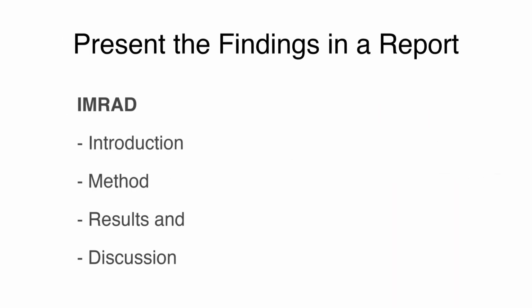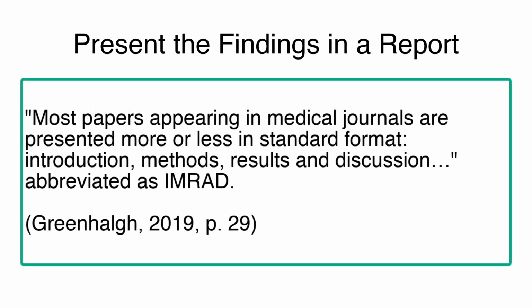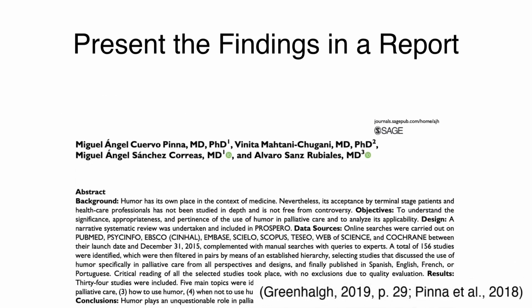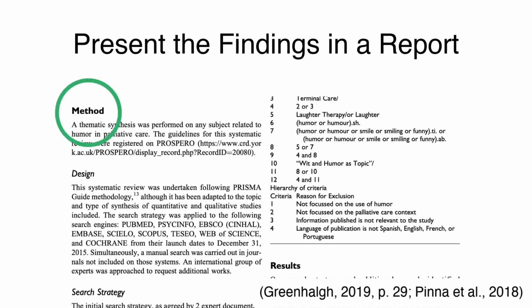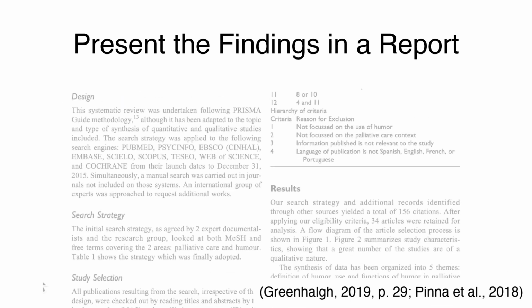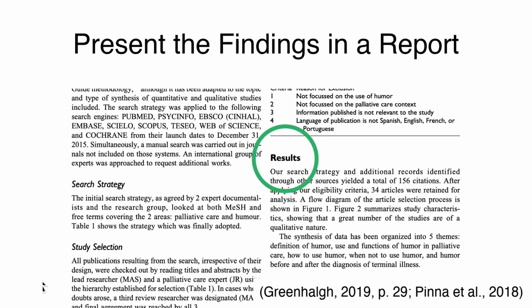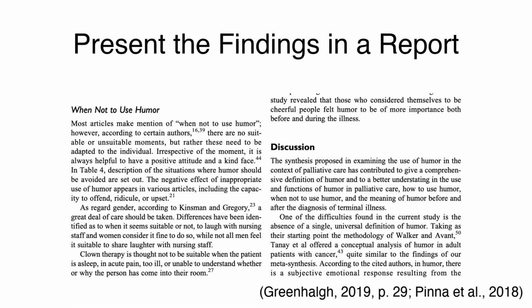Systematic reviews are outlined like primary studies. Greenhalgh explains the outline in that most papers appearing in medical journals are presented more or less in standard format: introduction, methods, results, and discussion, abbreviated as IMRAD. The introduction explains why the authors decide to do the research. Methods go through how they did it, and how they chose to analyze their results. The results explain what they found, and the discussion explains what they think the results mean.